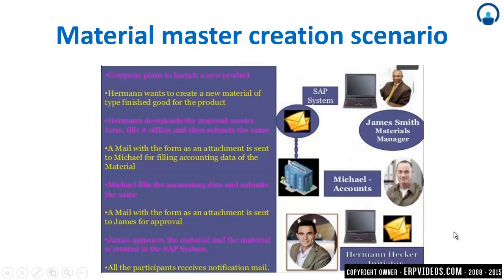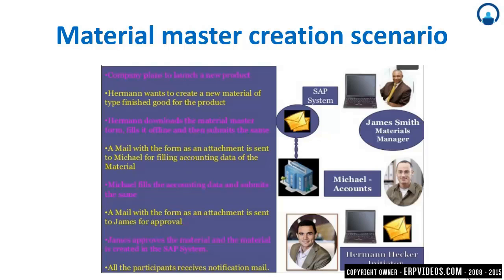Next, we'll see how to do the material master creation. For that, we have a company which plans to launch a new product. If a company plans to launch a new product, it will require creating some new material of the type finished goods. So this particular person, that is the initiator, will create a new material of the type finished good for that product. The initiator will download the material master form, fill that form offline and then submit that form to that particular portal.